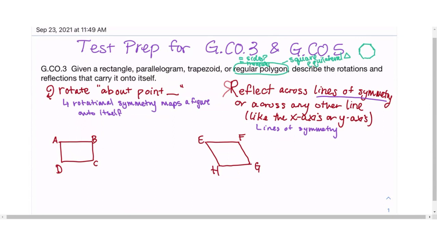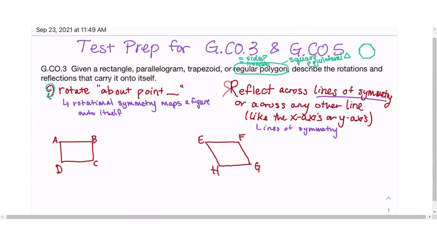Describe the rotations, so that means turning it, right? And reflections that carry it onto itself. So for rotations, I did this little spirally symbol on the outside, so that you're rotating it. And when they describe those, they say rotate it about point blah, blah, blah. Or maybe they'll say rotate it about the origin, because technically the origin on a graph is a point, right?